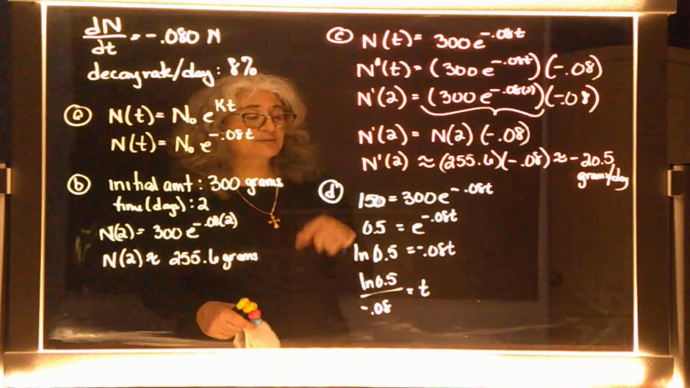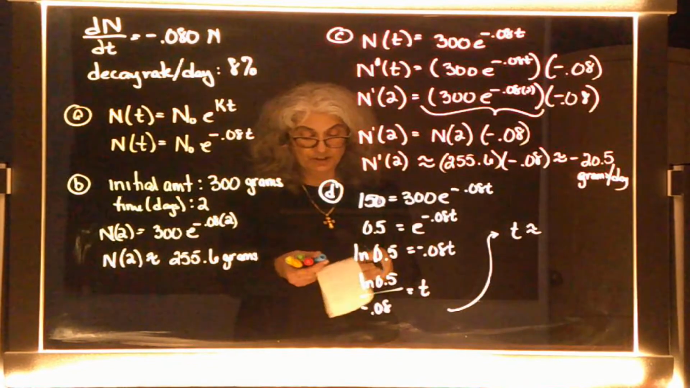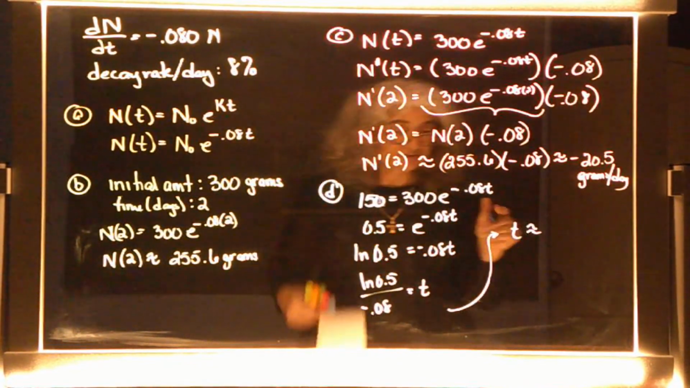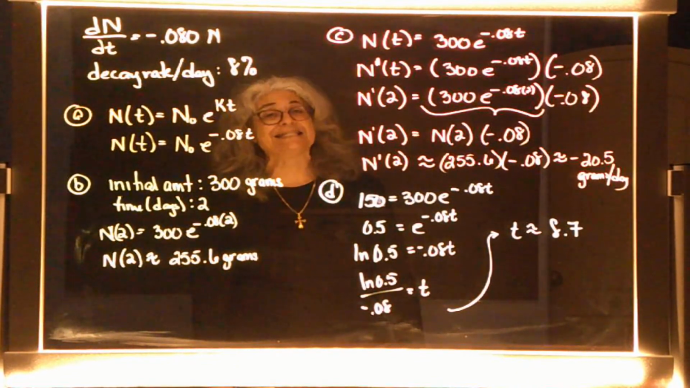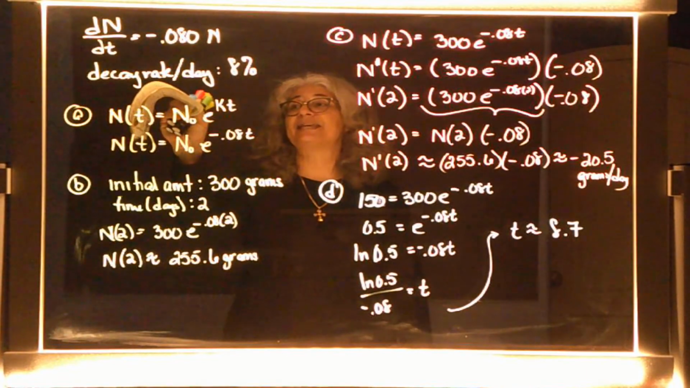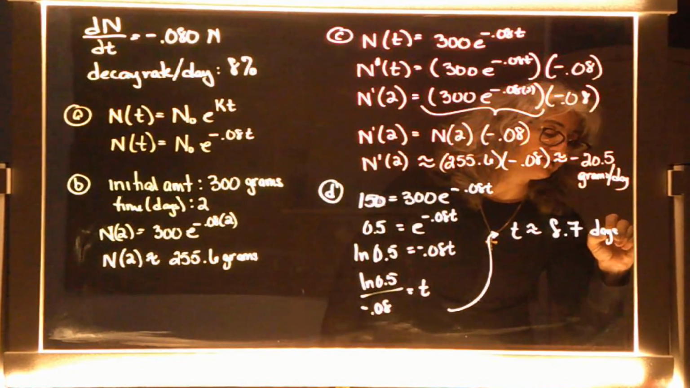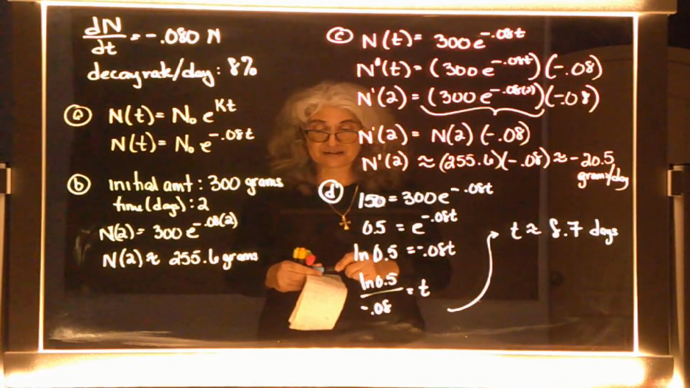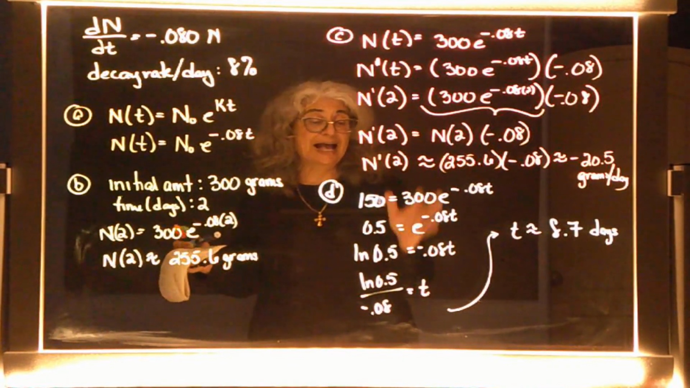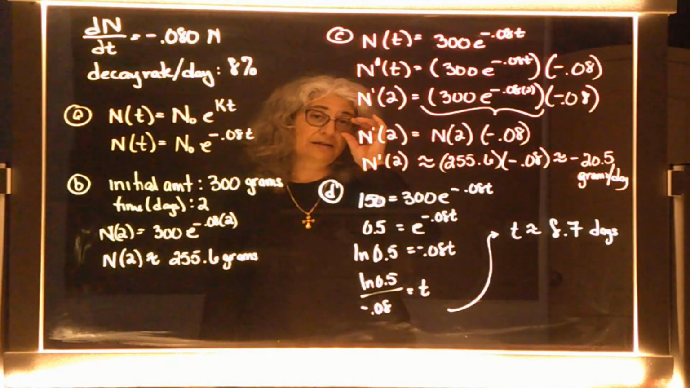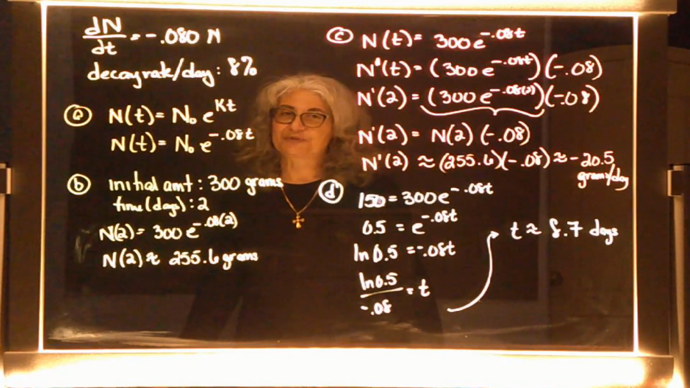Okay, round to 1 decimal place because I know you're finger punching. So what'd you get? You got 8.7. All right. What's my units? 8.7 what? Days. Because it's the decay rate per day. So this is going to take 8.7 days for half of this 300 grams of whatever substance it is. It's going to take 8.7 days for half of that substance to decay, according to this model. Good? Stay tuned. Got another one.